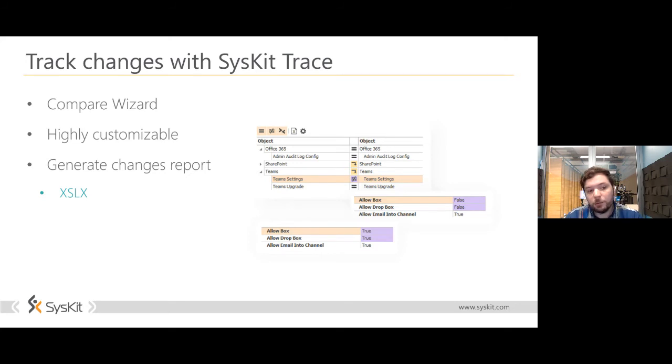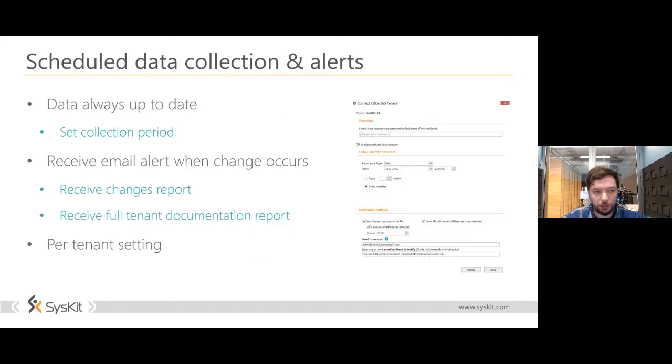It's a highly customizable compare wizard, so you can compare only data that you're interested in. You can exclude something that is maybe not of that much interest to you, so you can just pinpoint it and have it just the way you like it. And then you can also generate this changes report, because Syskit Trace is a documentation tool at the end, and then you can generate nice looking Excel documents that you can either save and send to your auditors, or save and have as a part of your documentation.